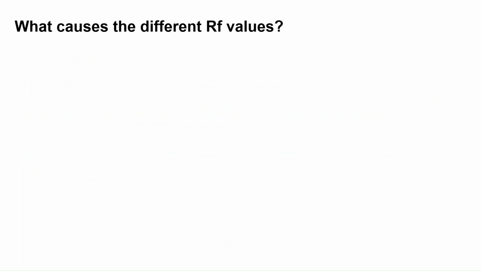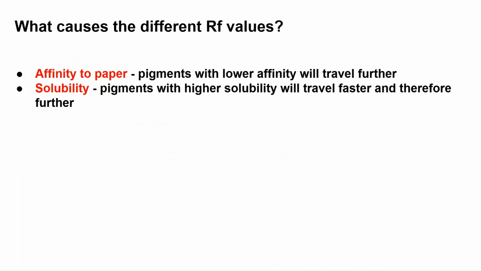So obviously I've said that different pigments will have different RF values. So what causes different RF values? You have your affinity to the chromatography paper. Affinity is basically another word for attraction. So the pigments that have a lower affinity will travel further up the paper because they will repel the paper. And also solubility. Pigments with a higher solubility will travel faster and therefore further.